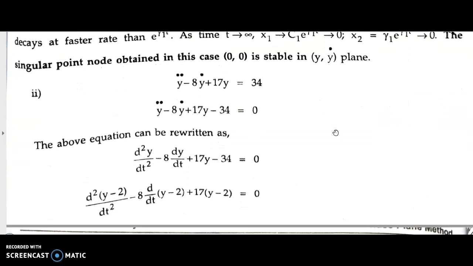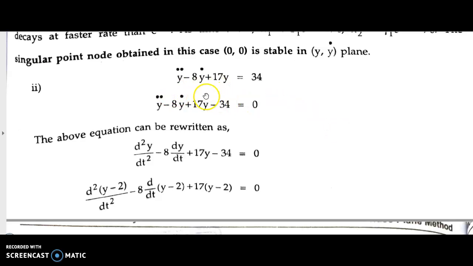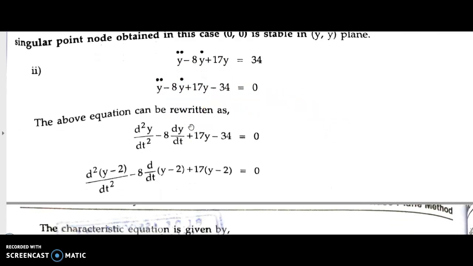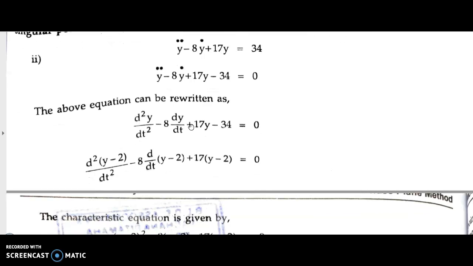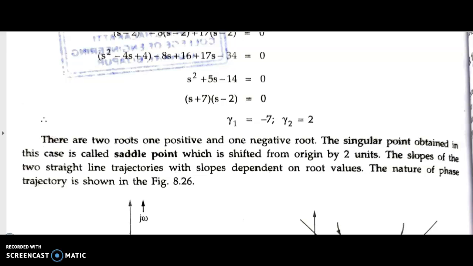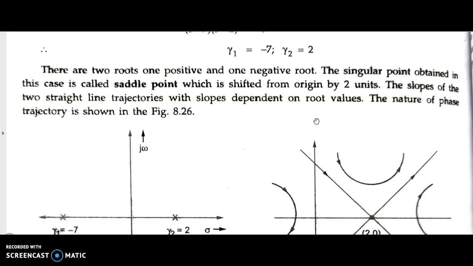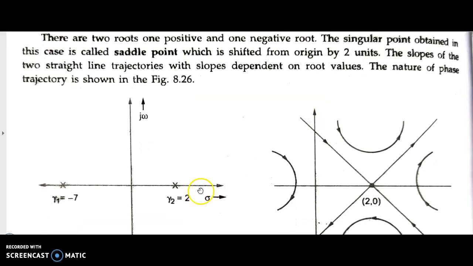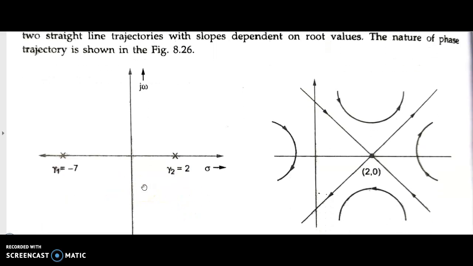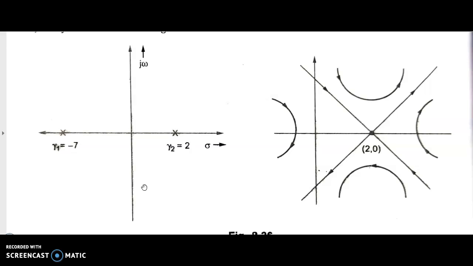Next, the second equation. Here they have given an equation like this, see here. The above equation can be rewritten like this. Similarly, if you go to the second equation, you will get minus 2 and plus 2 as roots. One root is minus and one root is plus. Minus 2 is on the left side, plus 2 is on the right side, so it is unstable, that is a saddle point. See the theory: one is positive and one is negative means you will get a graph like this. That is the phase portrait, the saddle point.